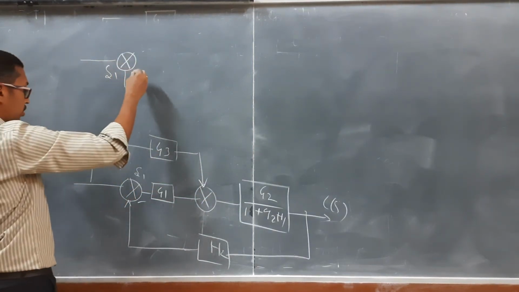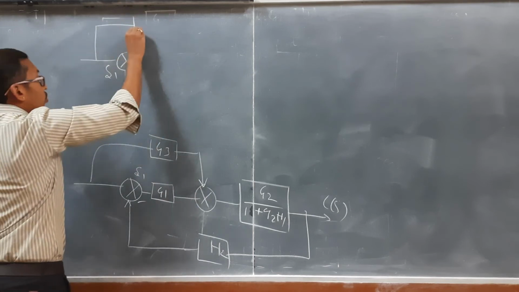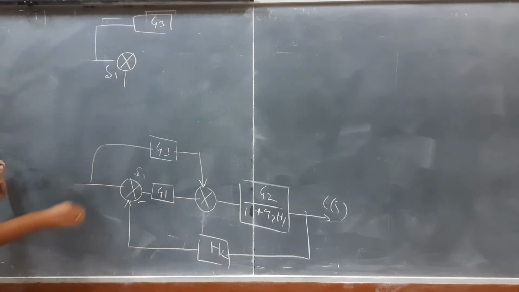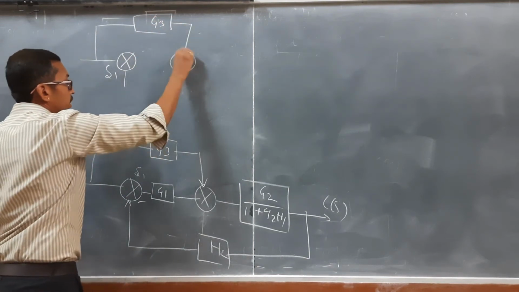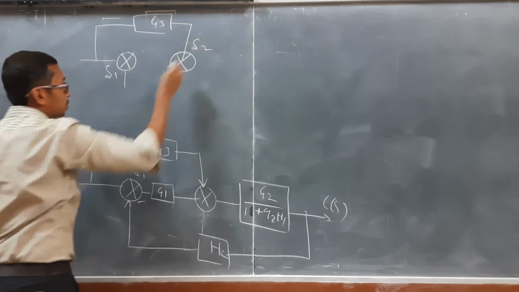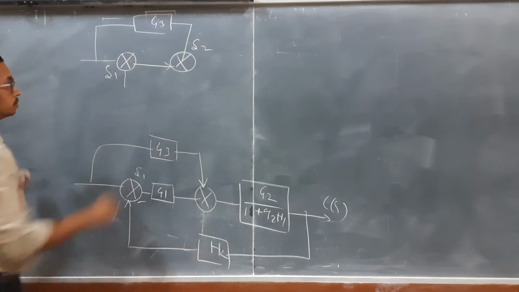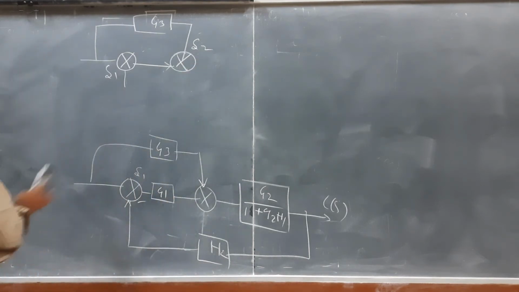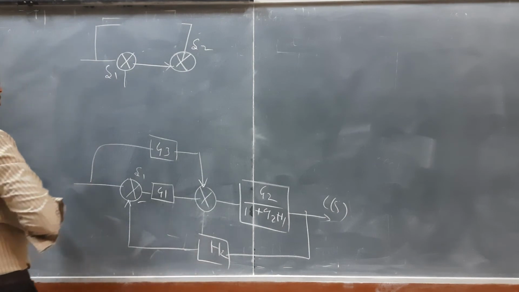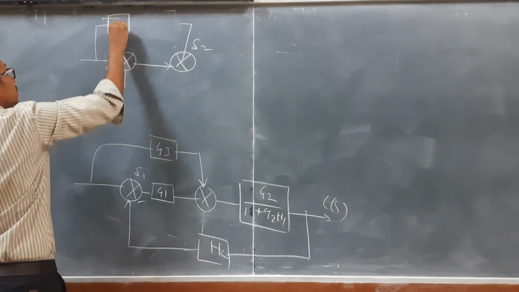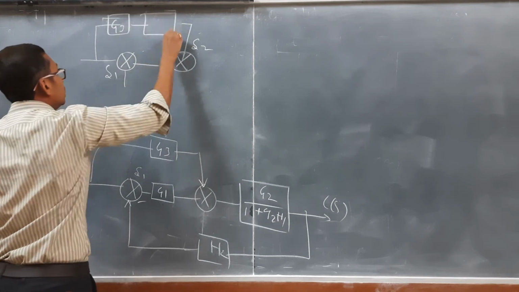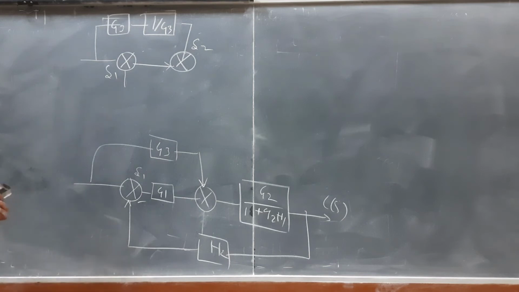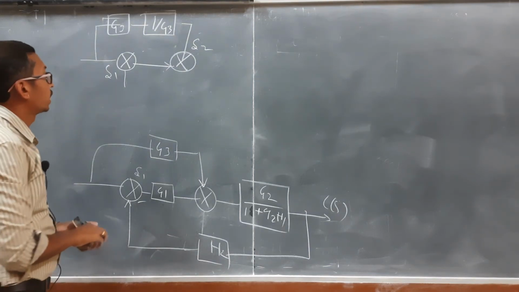So therefore, there is a 1 by G3 will be there. I have shifted the summing point 2. So this is the signal. So here what I need to add is a block. So G3 will be there. So here I am going to add a reciprocal of that block as per the rules. Please refer to the rules.